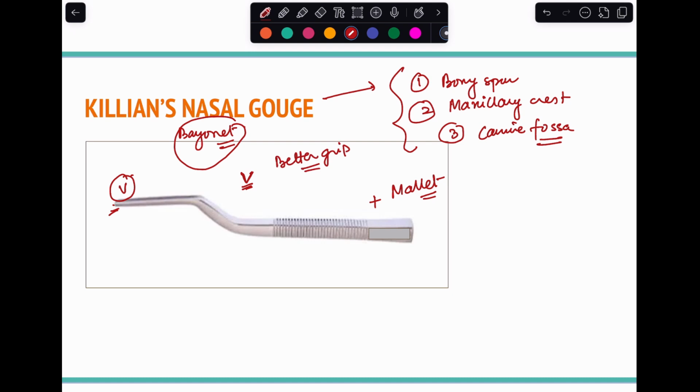And this bayonet shape, this angle over here that you're seeing, this is so that when you're putting it and you're using the mallet to cut through the maxillary crest, this angle is what is letting the surgeon have adequate visualization of the area that he's working on. So that's about the Killian's nasal gouge.